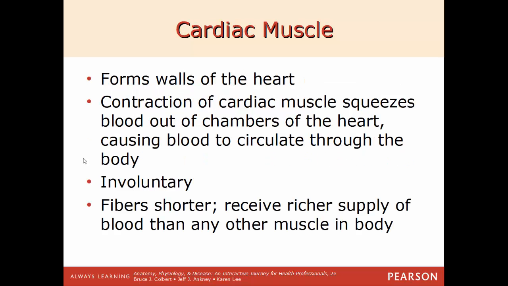Move on to cardiac muscle, which, of course, will form the walls of the heart. The contraction of this cardiac muscle will move blood throughout the chambers of the heart and eventually to tissues throughout the body. It's one of the two types of muscle that is involuntary. You have no control over how often or with what strength your heart beats. The fibers in cardiac muscle will be shorter, and they will be branched compared to the other two. The other two types of muscle are not branched, but cardiac muscle is. And these will have a much richer supply of blood than the other muscle types of the body.